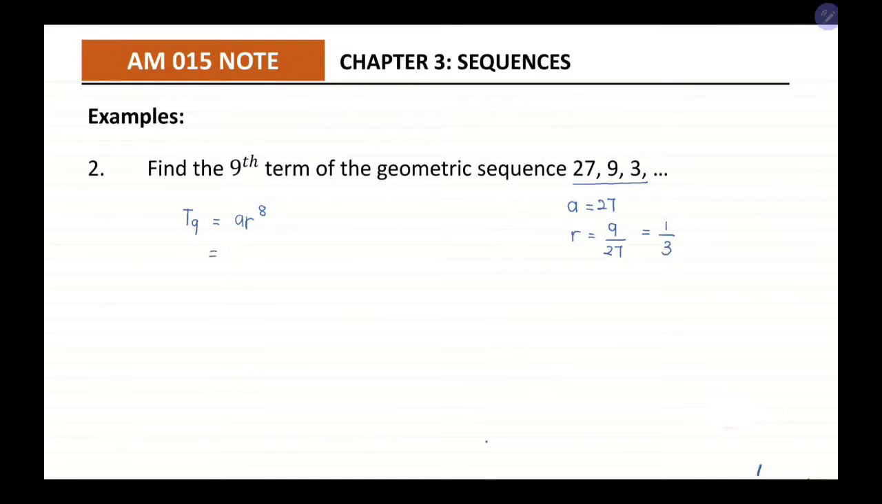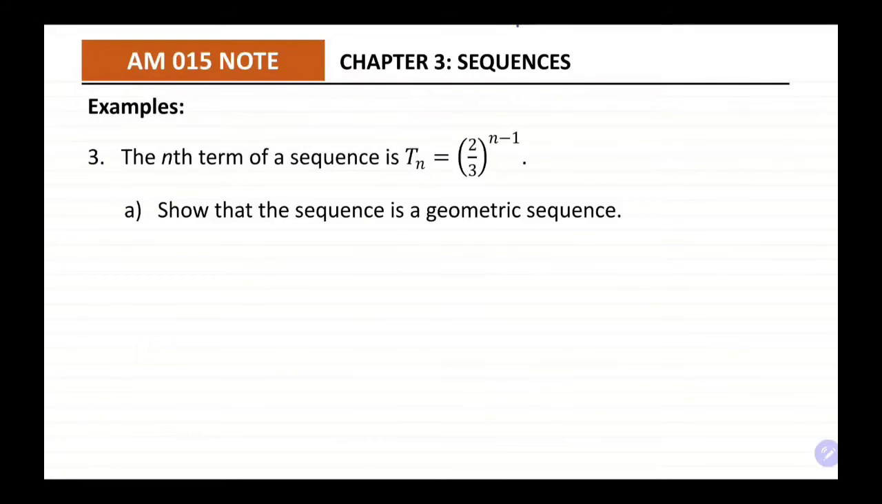So we substitute. Our a is 27, r is 1 over 3, to the power of 8. We can directly solve with a calculator. Then we get 1 over 243.